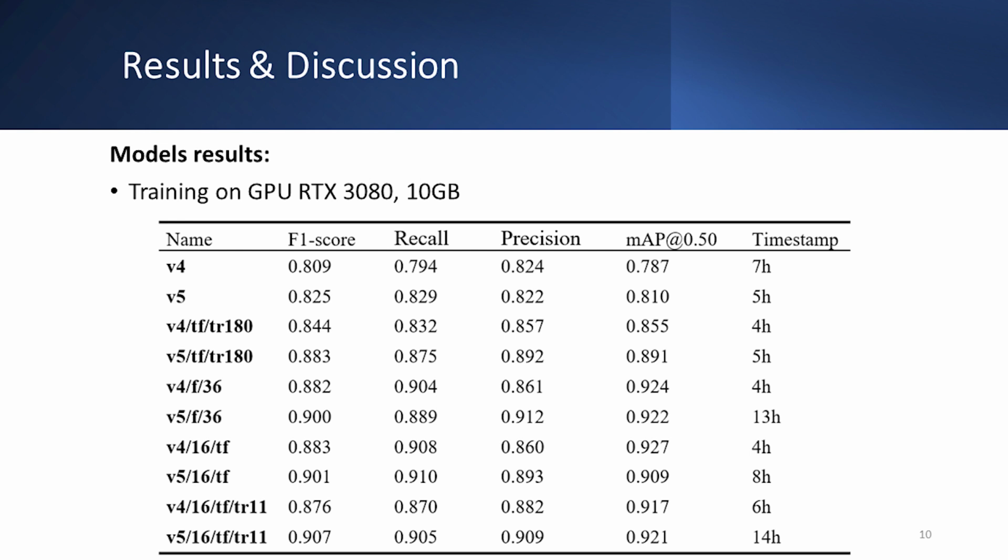Generally, the version 5 shows an improvement over version 4 by 2%. When online rotation augmentation were used, the improvements of YOLO 5 rose between 3 and 4 over YOLO 4. Finally, YOLO 5 takes longer to train.